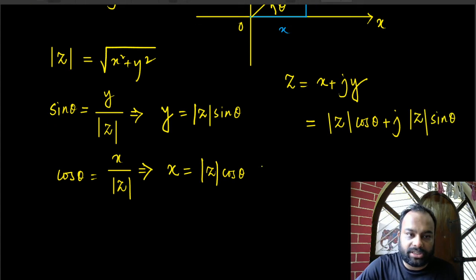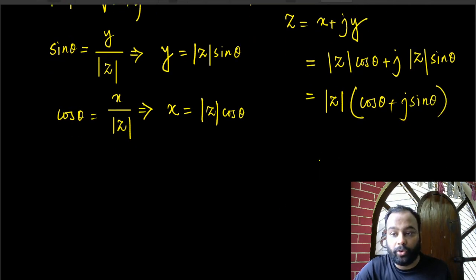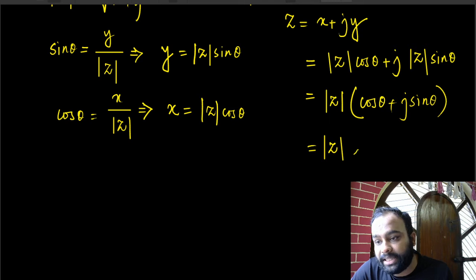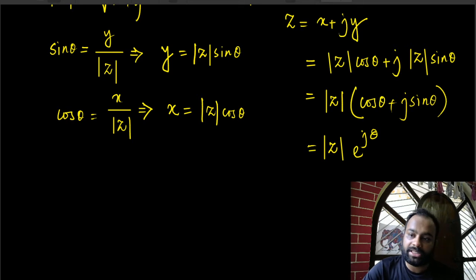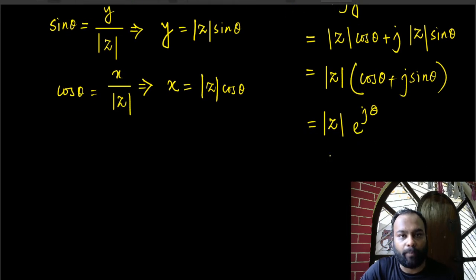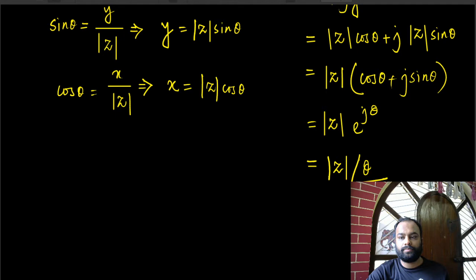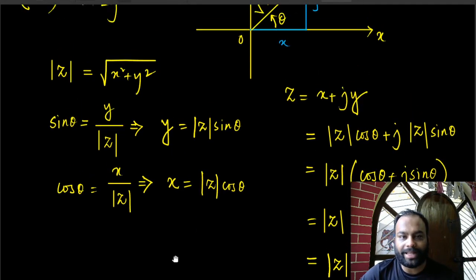Now mod z is a constant quantity, so it can go outside. It can be mod z, and what do I have? I have cos theta plus j sin theta. But from Euler's theorem, you know cos theta plus j sin theta is e to the power j theta. So this is another representation of a complex number. So a complex number can be represented in Cartesian coordinates like this, and this is also known as the polar representation. In our terminology, we often write this as mod z angle theta. Mod z angle theta. So that's the complex representation here.